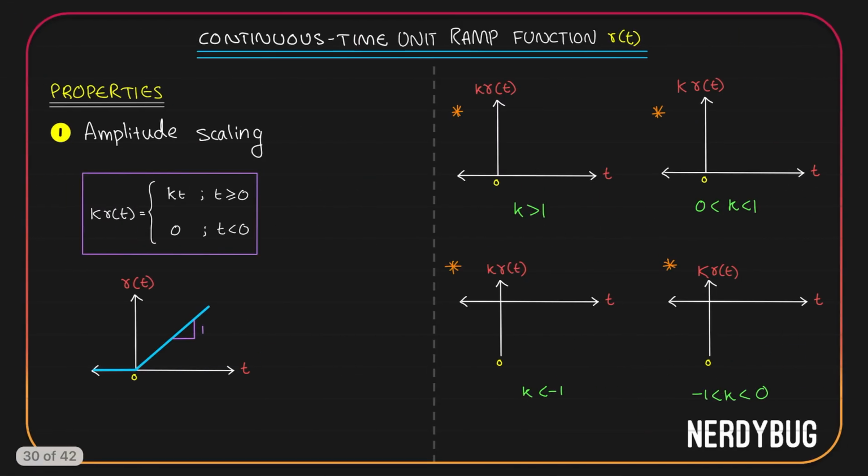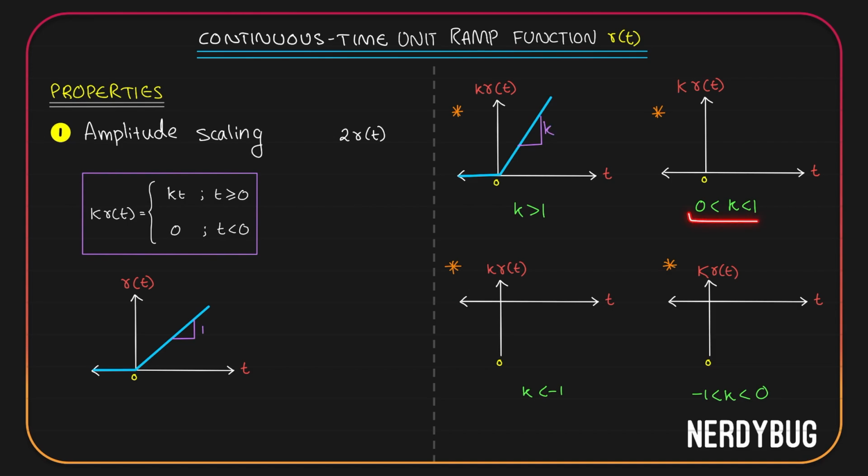The first property we are going to learn is amplitude scaling. k r of t is going to be k multiplied by t if t is greater than or equal to 0, and still going to be 0 if t is less than 0. Let's take different cases. If k is greater than 1, for example 2, we get 2 r of t. So every value here will be multiplied by 2. Its slope becomes 2. So k r of t when k is greater than 1 will look like this. Its slope is going to be k.